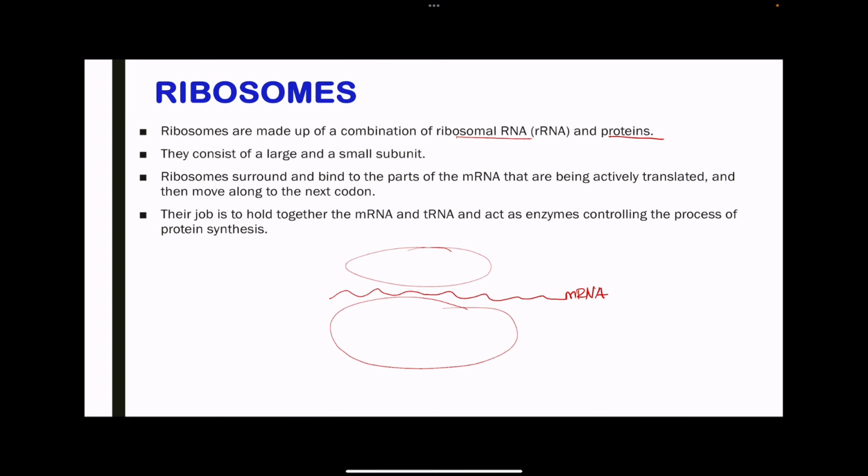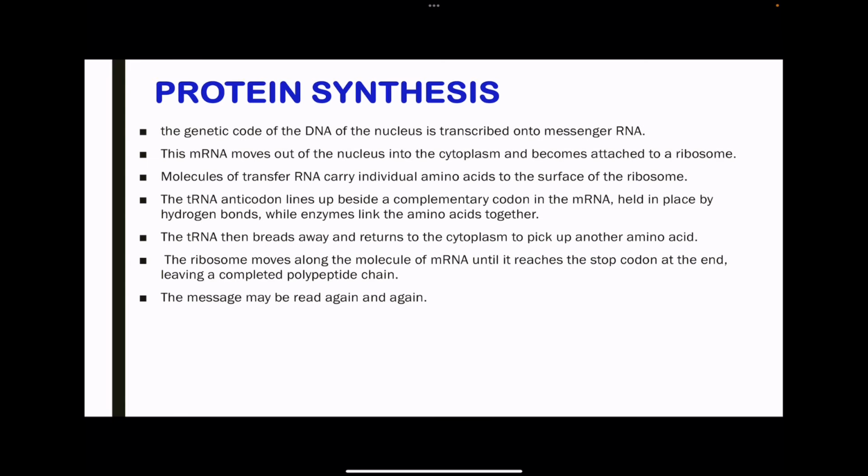So the ribosomes surround and bind to parts of the messenger RNA that are being actively translated and then move along to the next codon. Their job is to hold together messenger RNA and transfer RNA and act as enzymes controlling the process of protein synthesis.